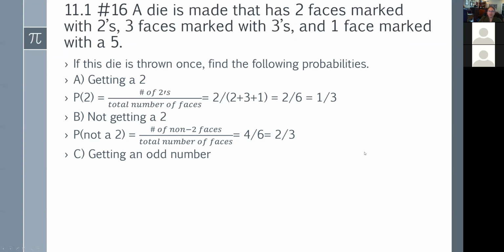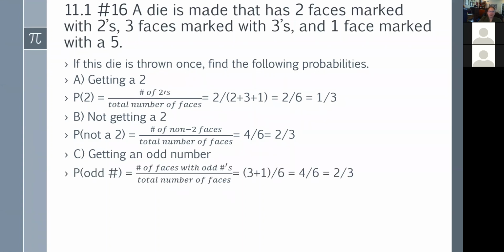For part C, we want to find the probability of getting an odd number. And the probability of getting an odd number is the number of faces that have odd numbers out of the total number of faces. And there were 3 faces that were marked with a 3 and 1 face marked with a 5. So that means there's 4 faces that have odd numbers out of the 6 faces. So that probability is 4 out of 6, or 2/3.